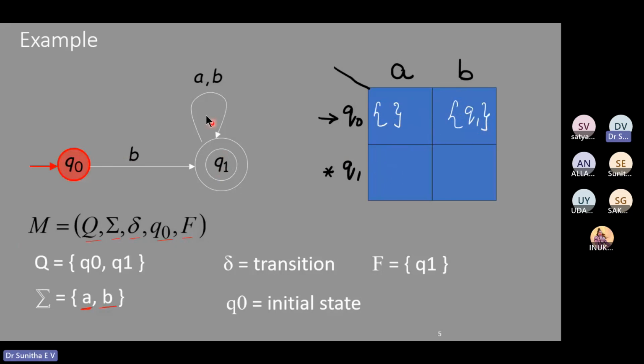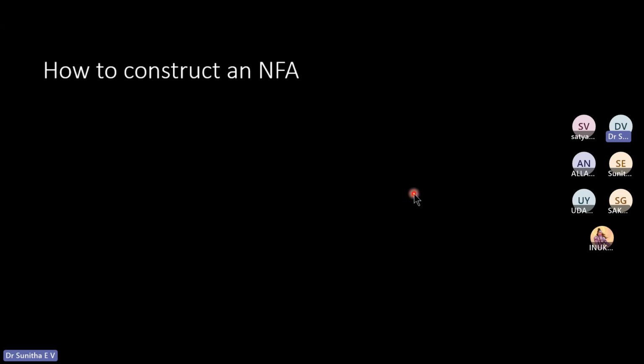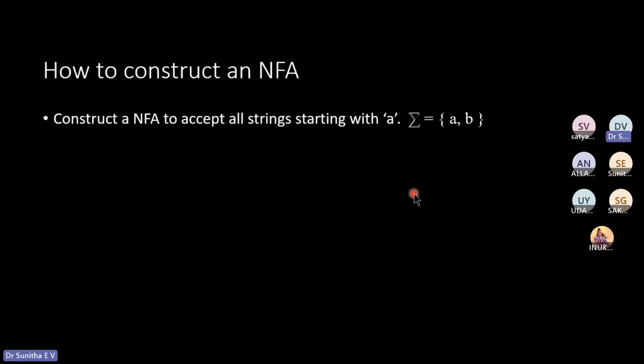Then for Q1, for both A and B, it will remain in Q1 itself. So these two columns are filled with the set {Q1}, {Q1}, like that. This is how we represent the transition table. And now, how do we construct an NFA? For the same question, we can take all strings starting with A.